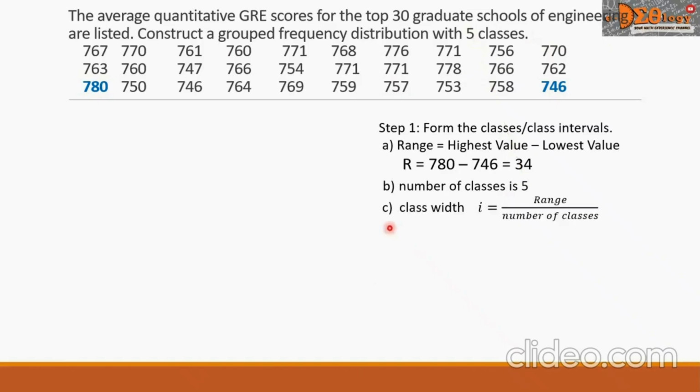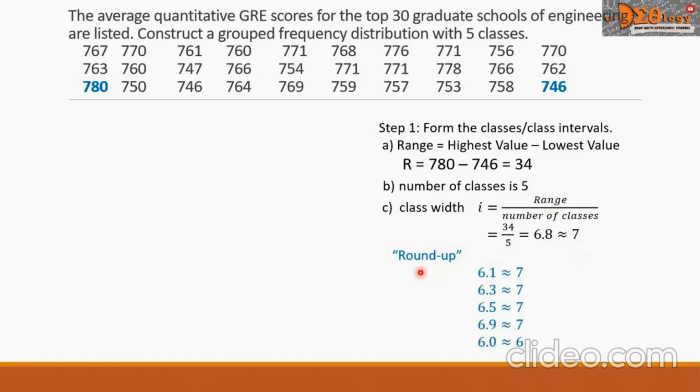Step 1C, to compute for the class width, symbolized by letter I, and this is equal to the range divided by the number of classes. So we have 34, that is the range, divided by 5, the number of classes. This is equal to 6.8. So this quotient we need to round up, and this is now rounded up to 7. Take note that this is rounding up and not rounding off.